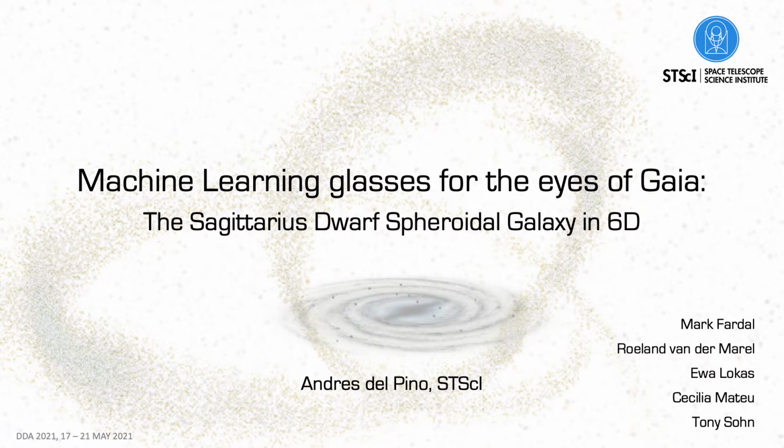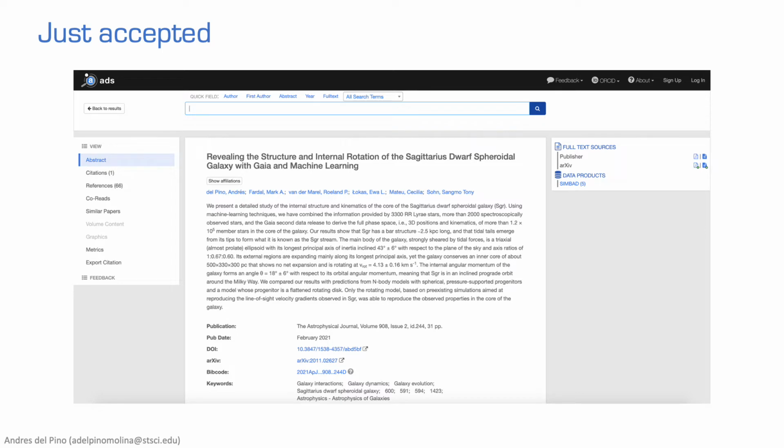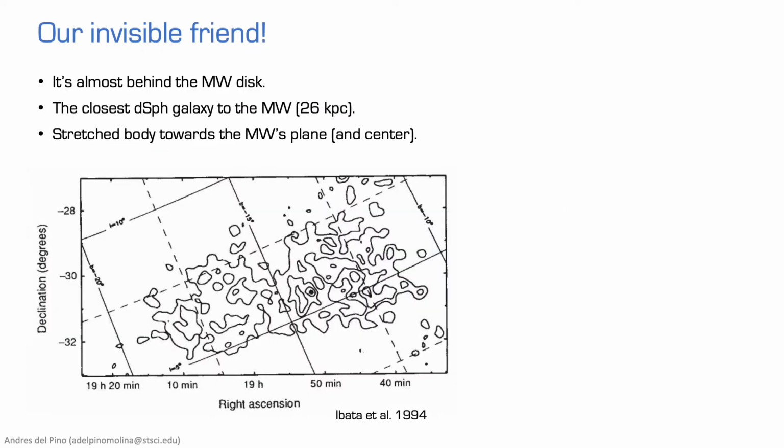In this talk, I'm going to present you our latest results about the Sagittarius Dwarf Spheroidal Galaxy using Gaia data and machine learning techniques. This talk is based on a paper that just got accepted a few months ago, and I encourage anyone with doubts or willing to know more to go and check it out. But before running into details, I would like to present you the Sagittarius Galaxy itself.